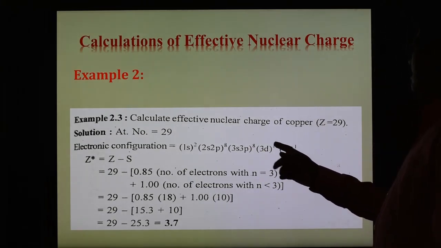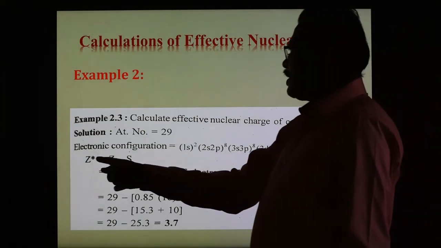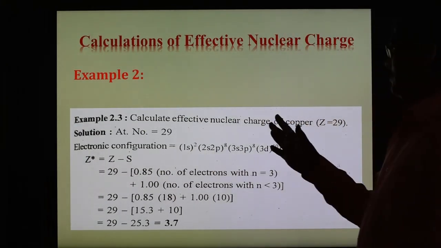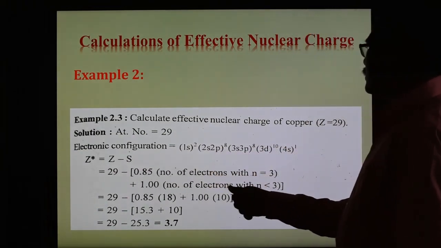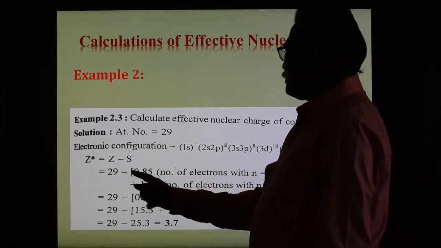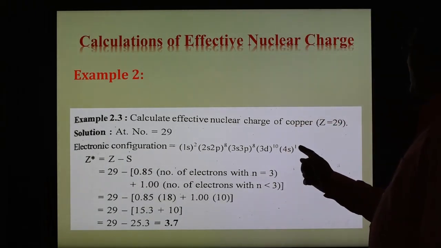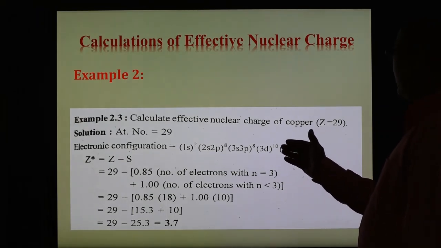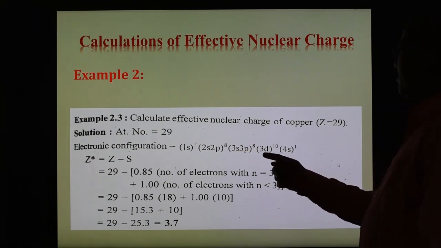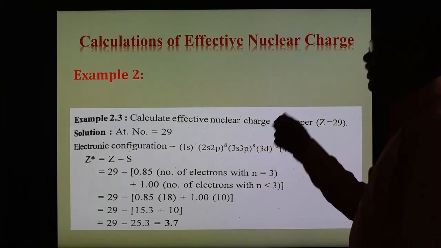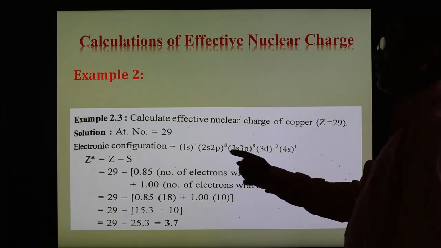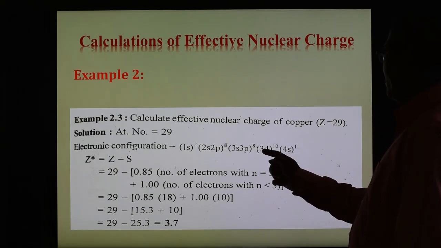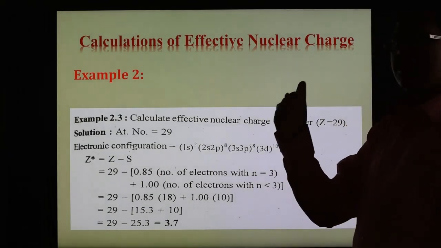Now again the number of shells is 4, and the formula is Z star equals Z minus S. Z is the atomic number 29, and for the screening constant we write values again. The last electron is in 4s, and the last electron does not contribute. So after this, start from the third shell. This is n minus 1, because n equals 4, and n minus 1 means 3. So for 3s3p3d the contribution for n minus 1 is 0.85.